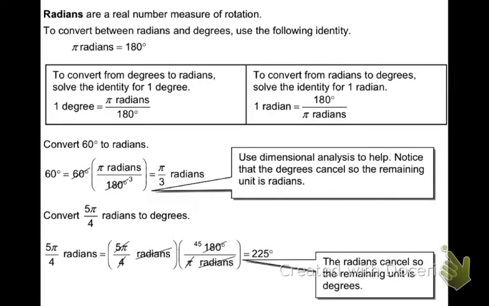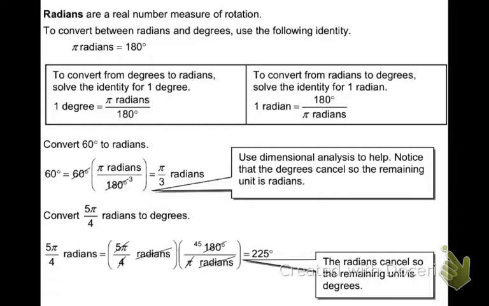Okay? First thing we're going to talk about is radians. Radians are a real number measure of rotation. Think about the other day when we were talking about SOHCAHTOA, using our calculator to find sine, cosine, and tangent functions. I said to make sure your calculators were in degree mode. If you look at your calculators, the other mode that you have is radian mode. So there are 2 modes for your calculator, radian and degree mode. Radians are just another way to talk about rotation.